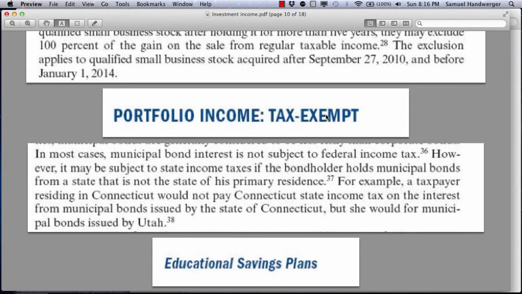But that's not true. Most of the time, that's not true if you buy a Pennsylvania bond and you live in Maryland. True, you won't pay federal income tax on the Pennsylvania bond interest, but you will pay Maryland tax on the Pennsylvania municipal bond interest. So that's what I want to point out there.